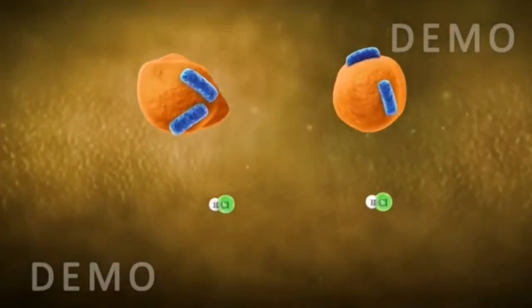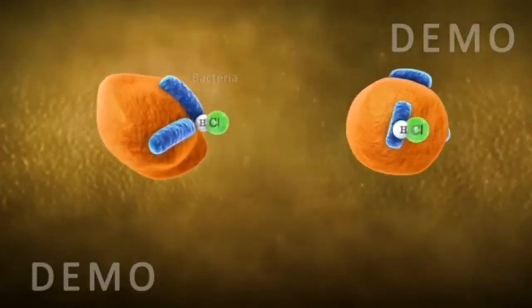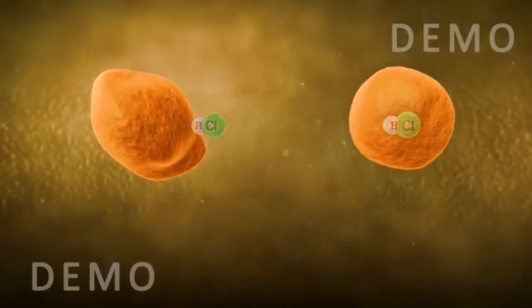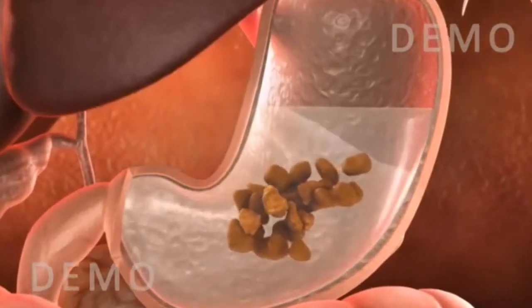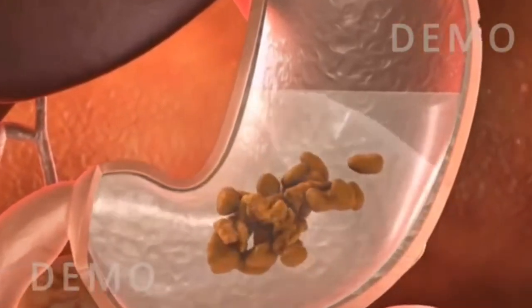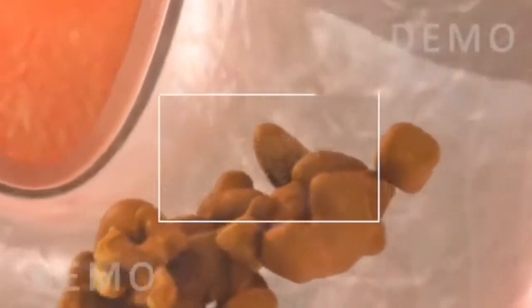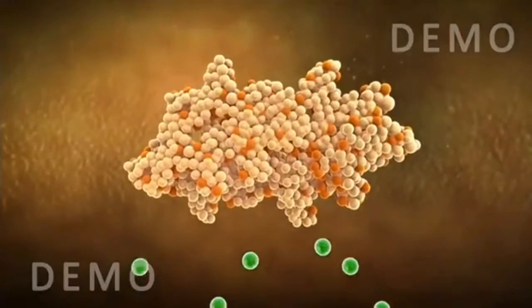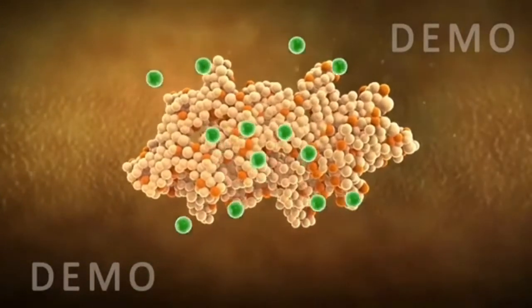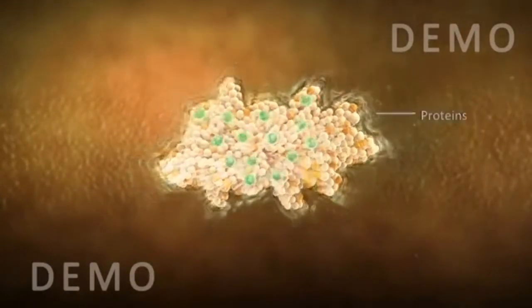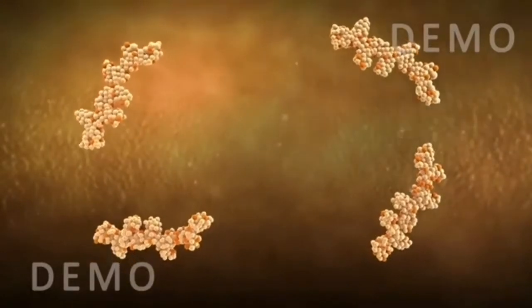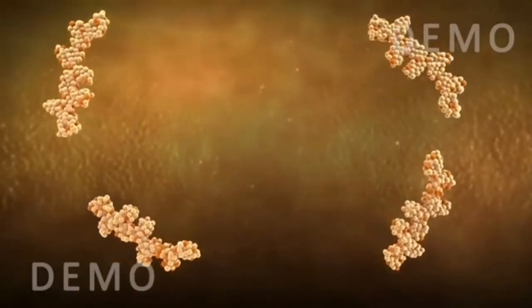The hydrochloric acid kills the bacteria that enter along with the food and also helps in the digestion of proteins. The digestive juices start breaking down the proteins present in the food into simpler forms.